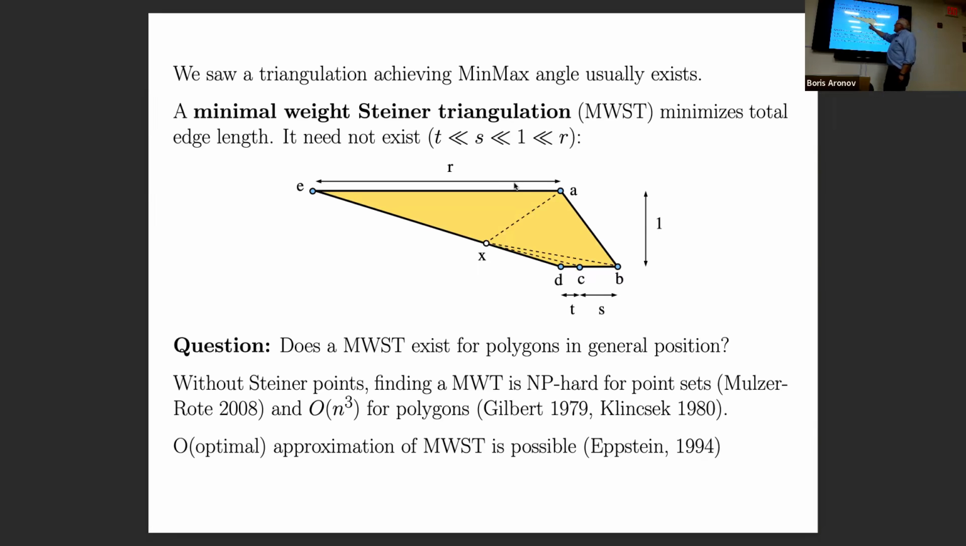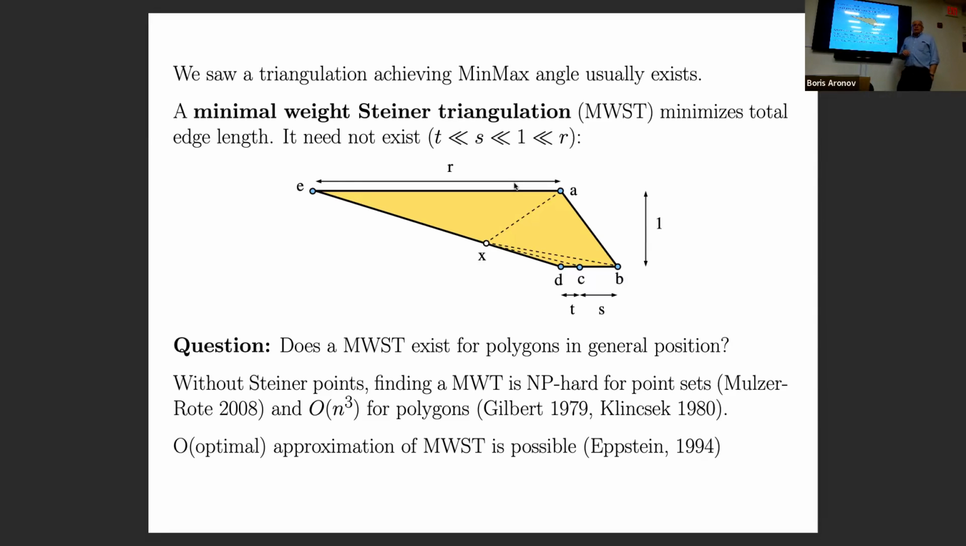This is a picture of one where if you take this X and move it down towards D, you go to a minimum, and given any triangulation, this will have shorter length if X is only close enough to D. But if you take X equals D, these triangles collapse the segments. It's not a triangulation anymore. So this thing has no minimal weight triangulation.